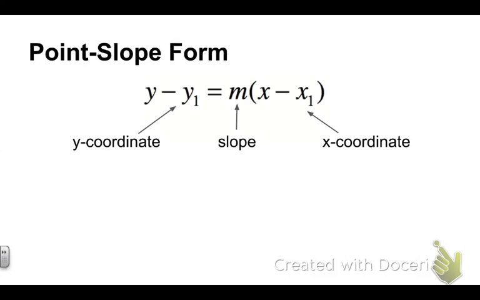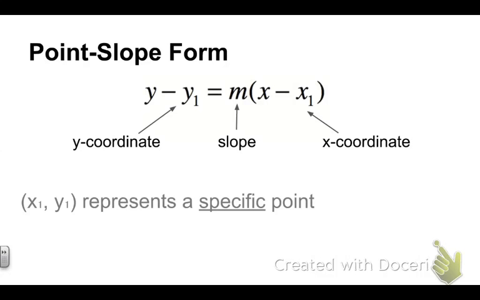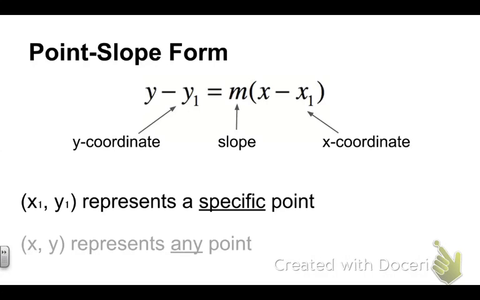And y1 is the y-coordinate. Now I need to say that x1 and y1 represent a specific point, and it's one that's going to be given to you. And then x and y represent any point on the line, alright? But x1, y1 is one that's given to you, and x, y is any point on the line.